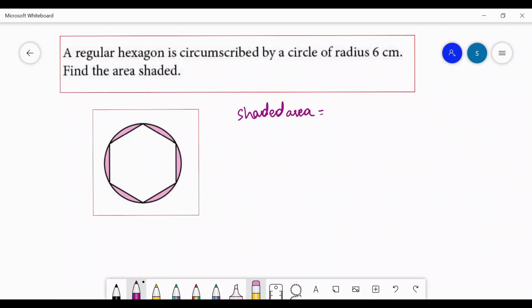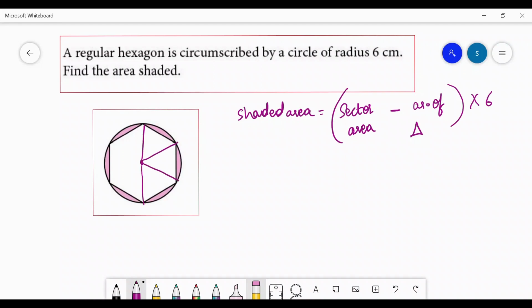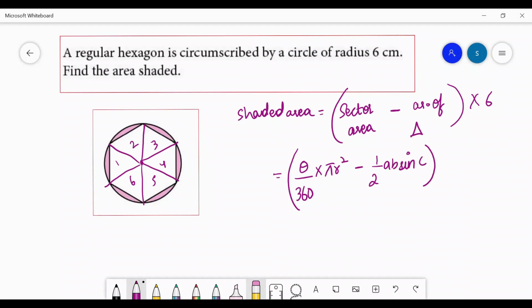Shaded area equal to sector area, the entire sector, minus the area of triangle. And this thing I'm going to multiply with 6 because we're talking about 6 sectors here. So this is 1, 2, 3, 4, 5, 6. So that would be theta by 360 into pi r square. That's the formula for sector area, minus half AB sine C. That's the formula for the area of a triangle, and multiplied by 6.